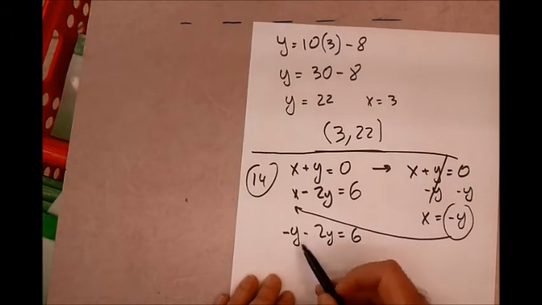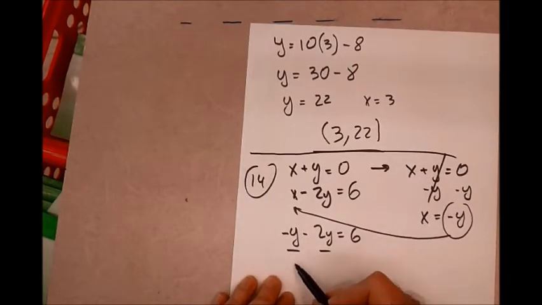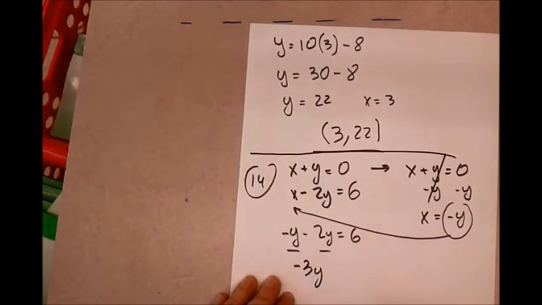Alright, now I combine my like terms. Negative y minus 2y, so I'm going to get a bigger value of y, a negative 3y, because there's a negative 1 in front of the y that's hidden. And then I want to isolate y by dividing both sides by a negative 3.